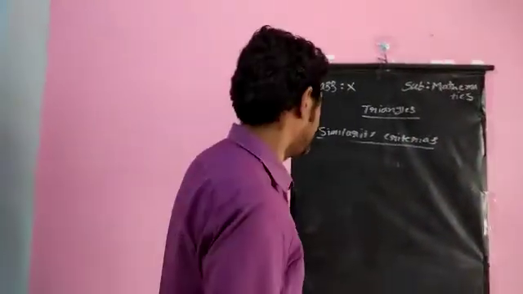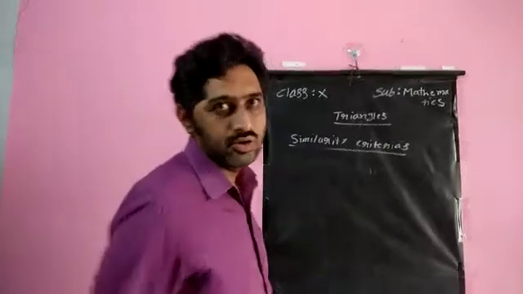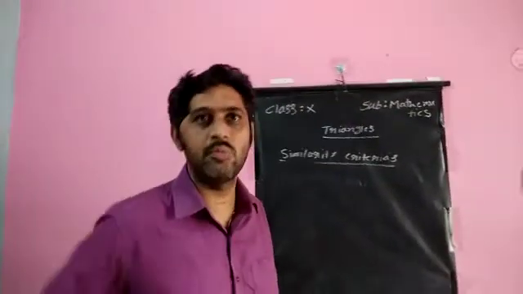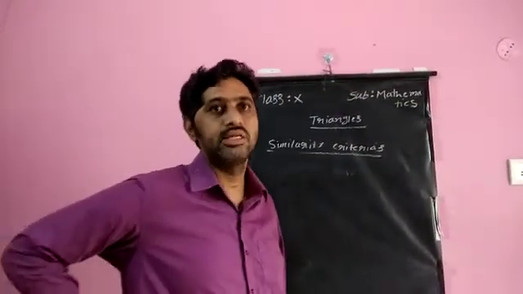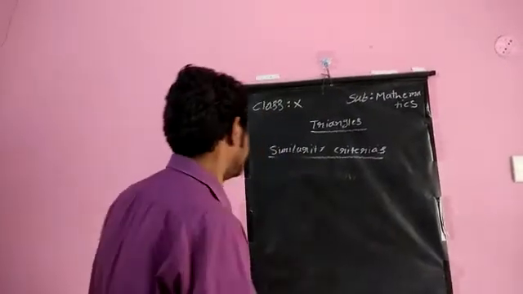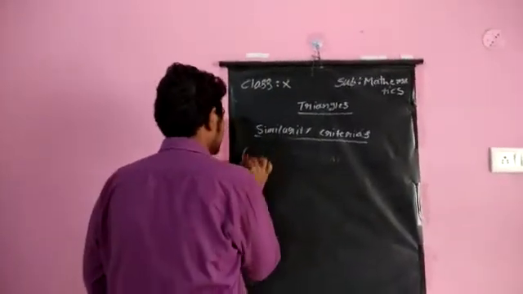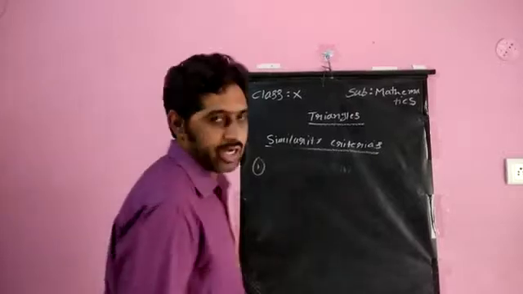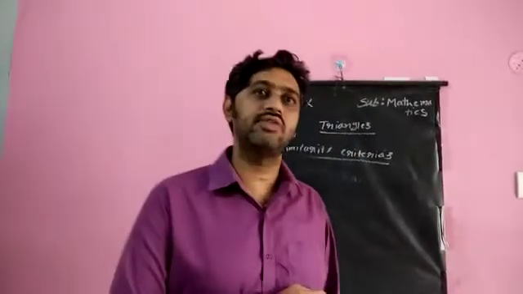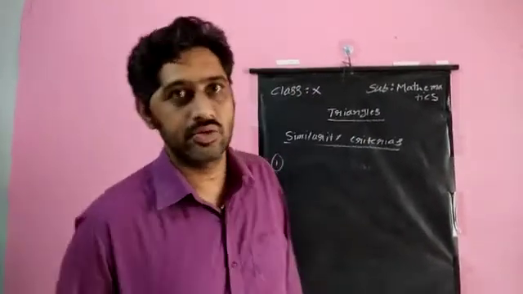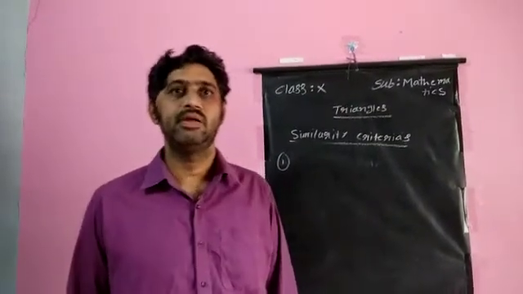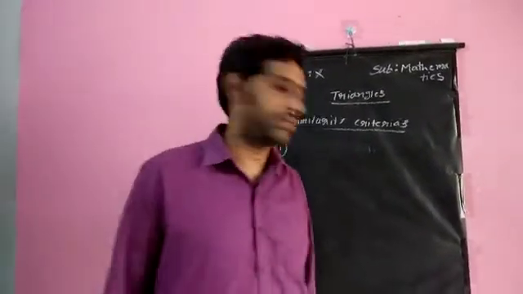In the beginning only I told you, if two angles of one triangle are equal to the two angles of the other triangle, then the third angle automatically will be equal in both the triangles. If that condition is satisfied, we can say that the two triangles are similar to each other. The first, angle similarity, means in two triangles, two angles of one triangle are equal to the two angles of the other triangle, and the two triangles are said to be similar by angle similarity rule.